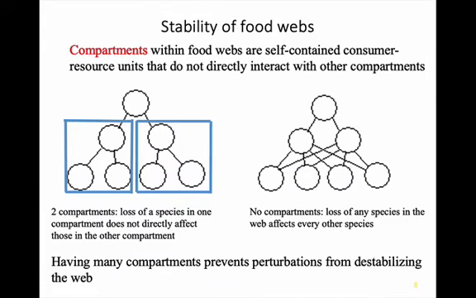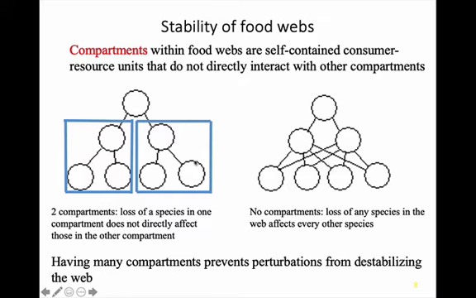So, next, compartments. Let's talk about compartments. Compartments within food webs are kind of these self-contained consumer resource units. And notice that this one is completely independent of this one. This is like two different legs on a chair. Notice that this one has no compartments. This chair has one leg. And that's exactly the way we think about it.